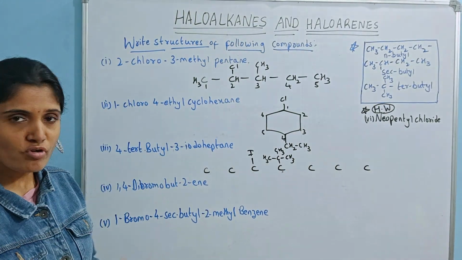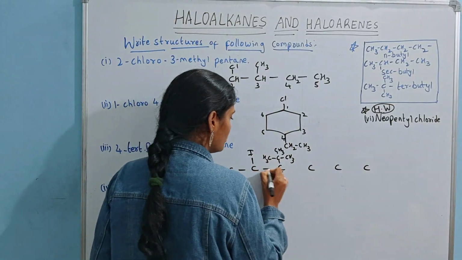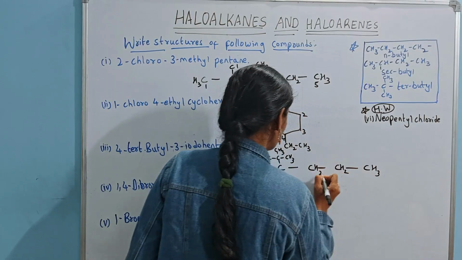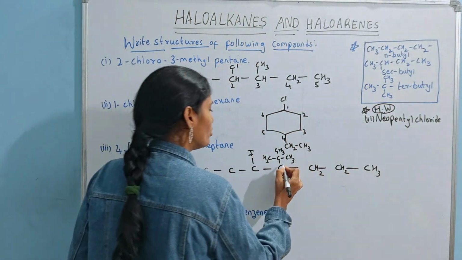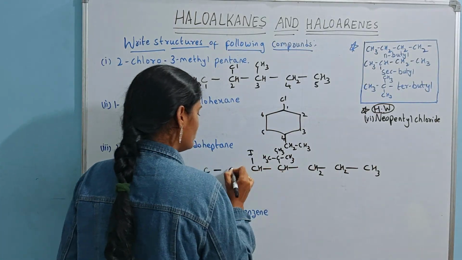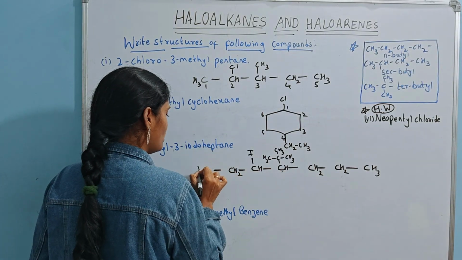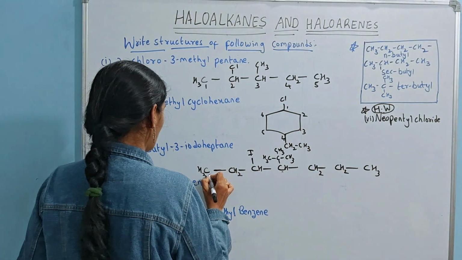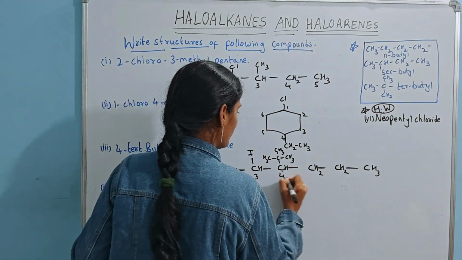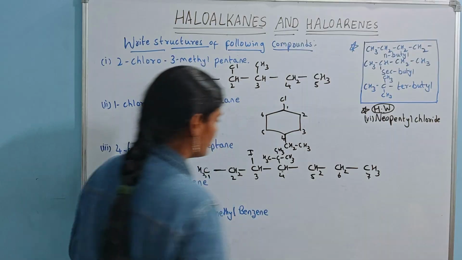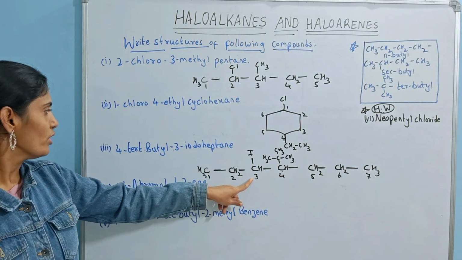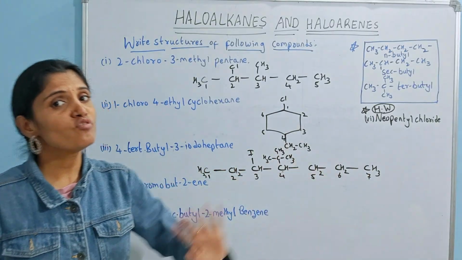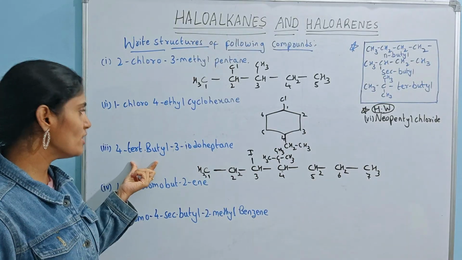We are done with the substituents. Now let us put the carbon-carbon bonds and put the hydrogens also. CH3, CH2, CH2. Here carbon already 3 bonds are filled. So CH, here CH. Here it is CH2 and here it is my CH3. So you can check it now. 1, 2, 3, 4, 5, 6, 7. So what will it be? It will be my 4-tertiary butyl, 3-iodoheptane. Now if you are thinking in the naming, why did they write tertiary butyl first and then iodo?